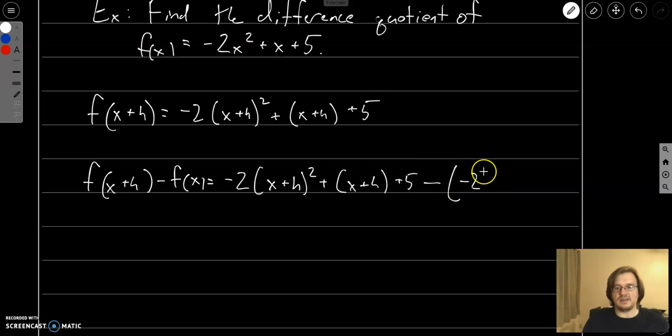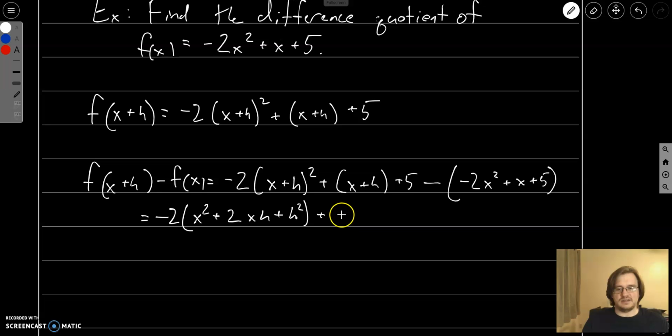So negative 2x squared plus x plus 5. Let's start simplifying this guy. Out front, we've got minus 2 times x plus h quantity squared. When I square a binomial, I've got a nice formula. It's the first thing squared, plus 2 times xh, plus h squared. I'll add this next bit, plus 5. And now, since I'm subtracting this whole thing, I'm going to distribute the negative sign.